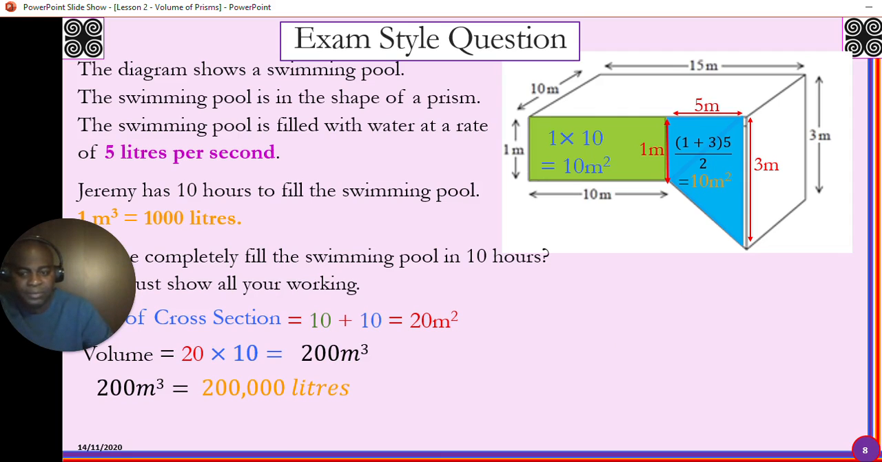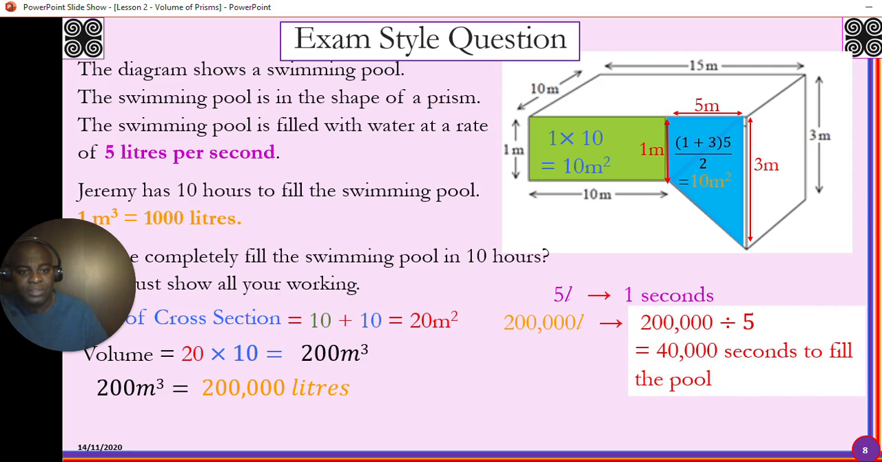So I'm going to use the rate 5 liters per second. Every second I can pour in 5 liters. How many seconds will it take to pour 200,000 liters? You divide 200,000 by 5. So that means that it will take me 40,000 seconds to completely fill the pool.